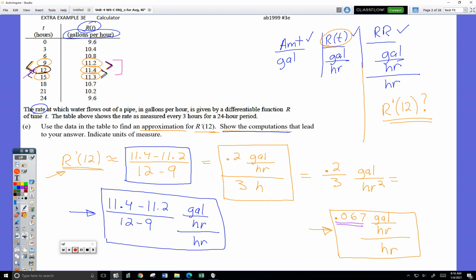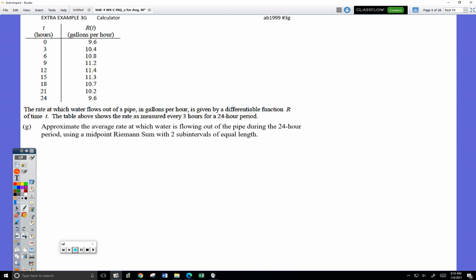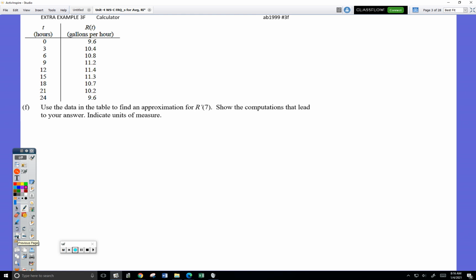This one's a bit more straightforward. It's the same idea. Get the board to work. It's the same table. It says use data in the table to find an approximation for r prime of 7. So now we're looking to find out how r is changing at hour 7. But in this case, we don't have any of that ambiguity, that uncertainty as to what method we should use. There's only one choice. Hour 7 falls between hour 6 and hour 9.